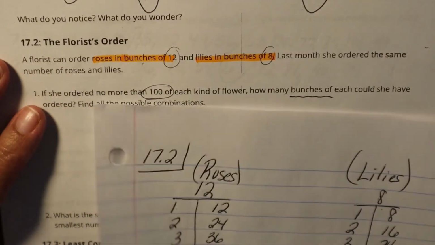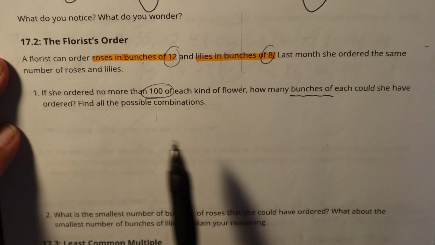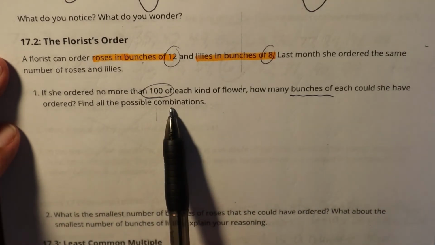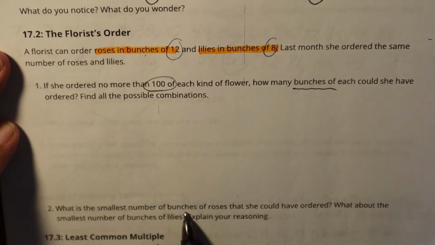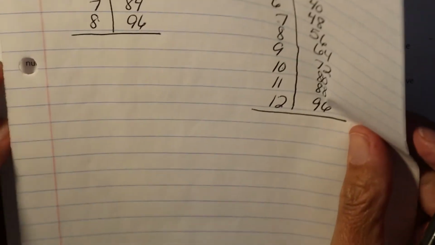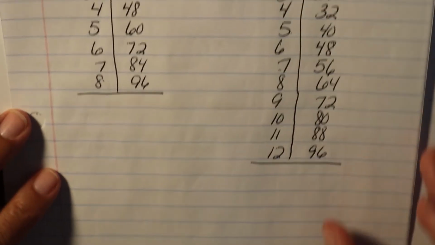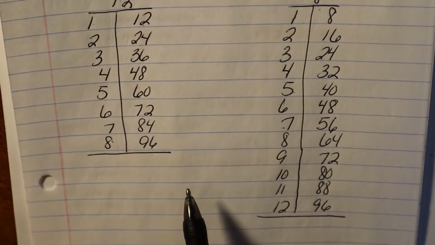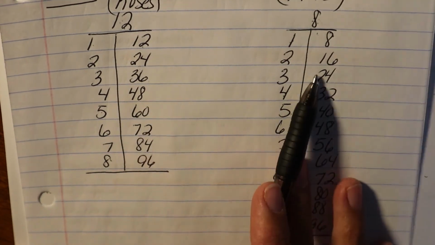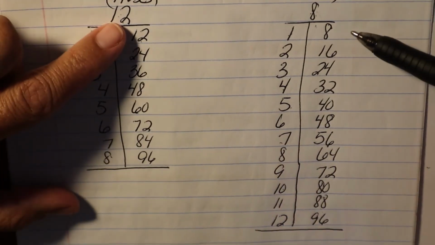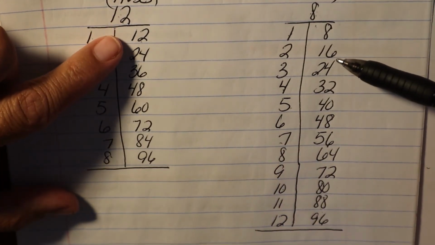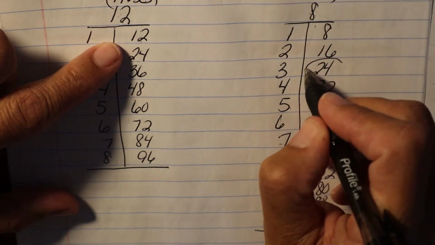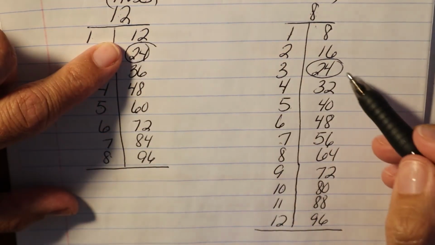Now it says once we've found all the combinations, what is the smallest number of bunches of roses she could have ordered? First we actually have to find the combinations. So this is what it means when it talks about finding combinations. Let's circle the common multiples of 12 and 8 in our tables. I'm just going to look down the right side of the table and stop as soon as I find a common multiple.